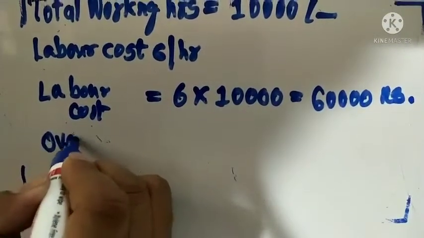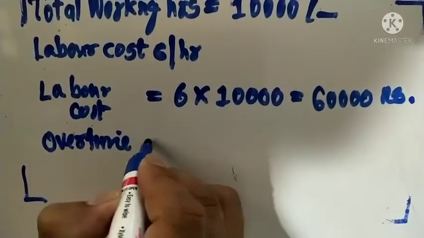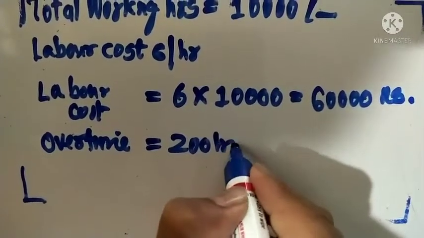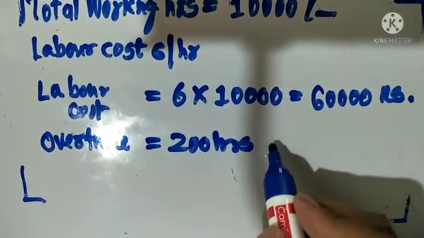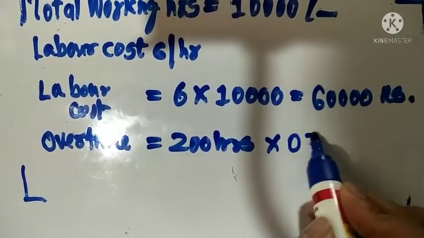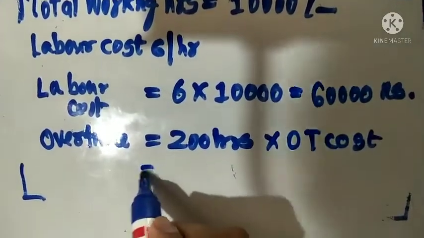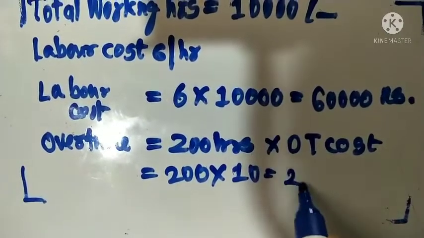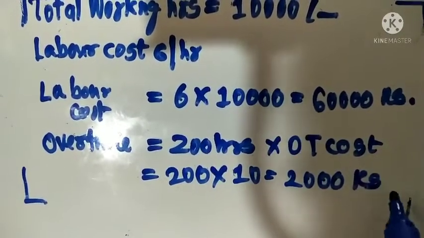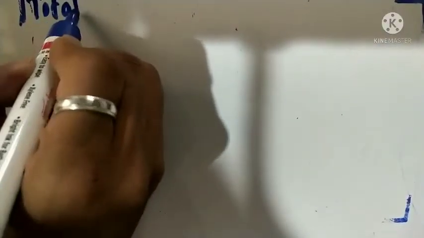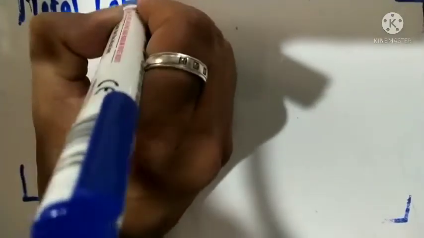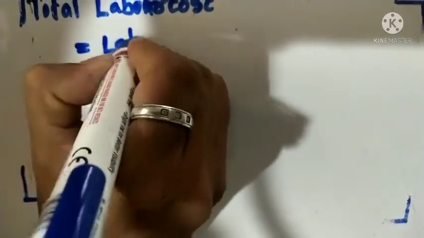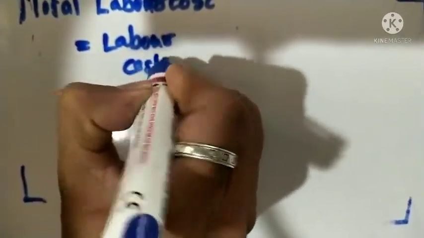Then next find out the overtime cost. So 200 hours working, all 50 men together they are working 200 hours. So into 200 you have to multiply, the wage rate is 10 rupees. So you are going to pay 2000 rupees for that overtime for that particular month. So if we add that 60,000 labor cost plus this overtime cost, we will get total labor cost in that month of March.